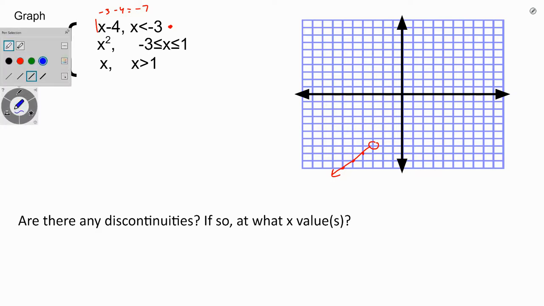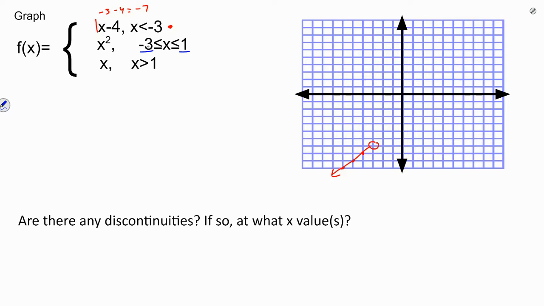The next one's a little trickier. Here I've got a quadratic. I've got x squared. So I'm going to start here at -3 and I'm going to end at 1. That's what this is saying. So I'm going to start by plugging in -3, and that gives me a value of 9. -3 squared is 9. So that would be -3, 1, 2, 3, 4, 5, 6, 7, 8, 9.